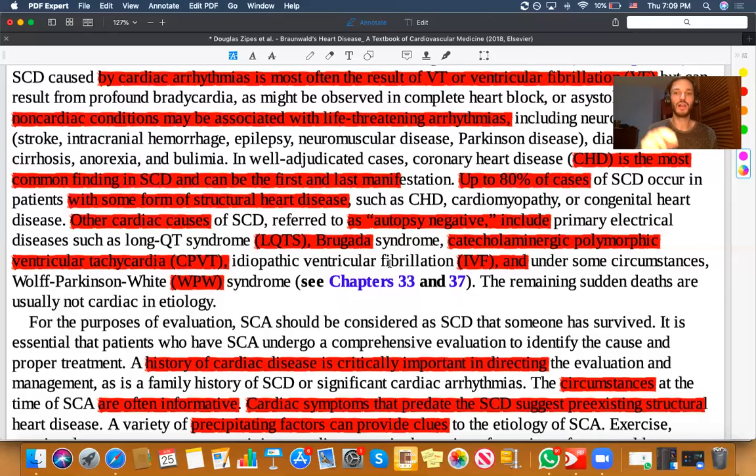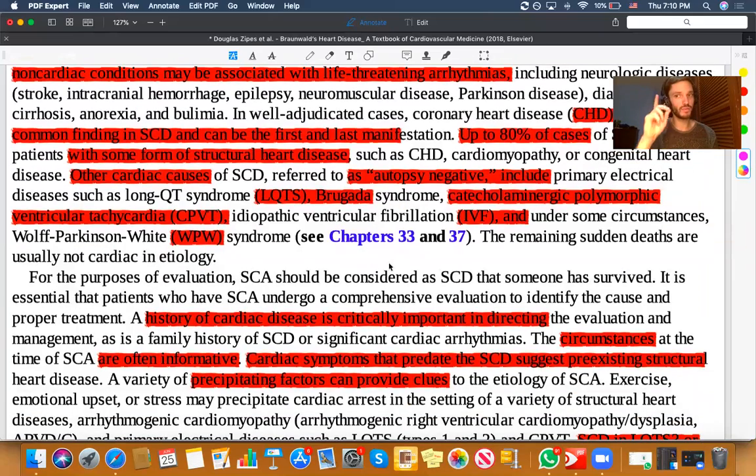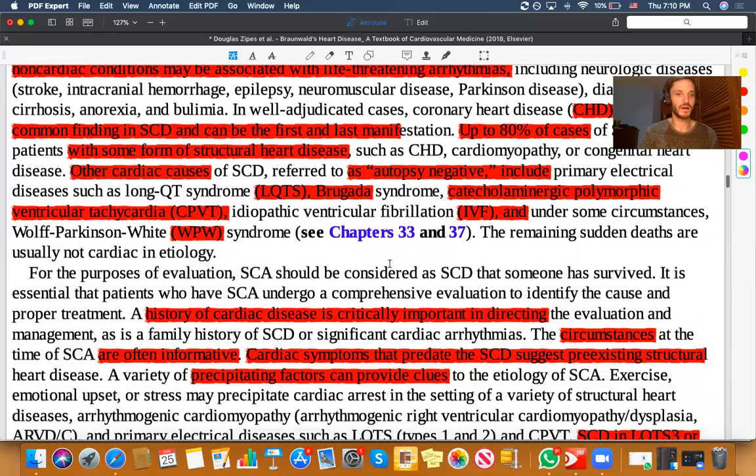So in the autopsy, you don't find anything because the alteration was a channelopathy or something which couldn't be seen macroscopically, like what? Long QT syndrome, Brugada syndrome, catecholaminergic polymorphic ventricular tachycardia, idiopathic ventricular fibrillation, and Wolff-Parkinson-White. So remember, Wolff-Parkinson-White isn't as benign as you could usually think. You have to pay attention to this. These patients might develop sudden cardiac death.